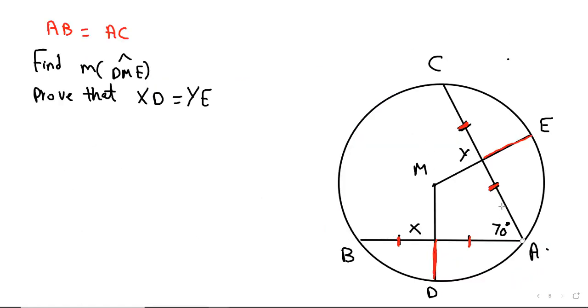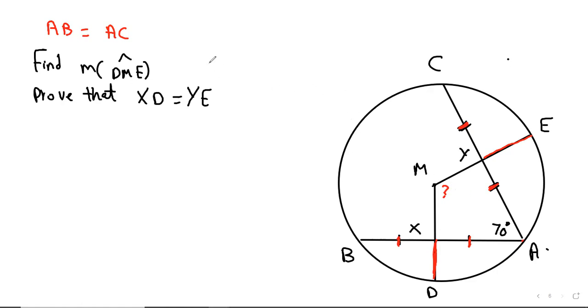AB and AC are two chords equal in length in the circle M. X is the midpoint of AB. Y is the midpoint of AC. And the measure of angle CAB is 70 degrees. Calculate the measure of the angle DMA, this angle. And prove that XD equals YE.